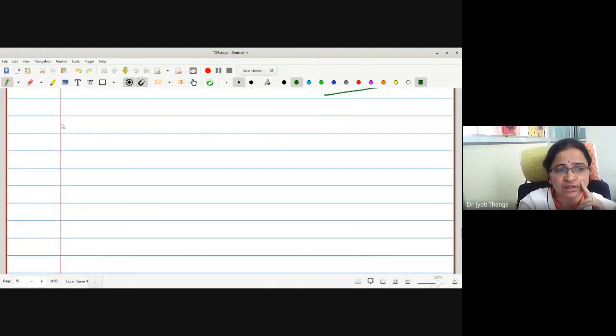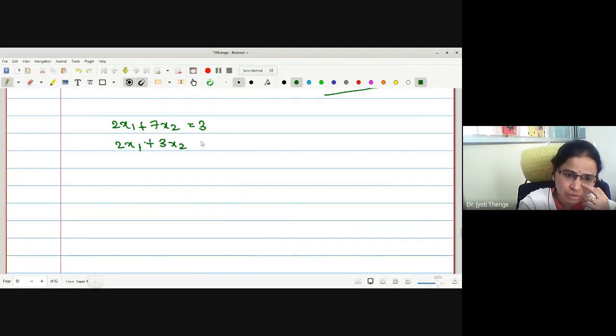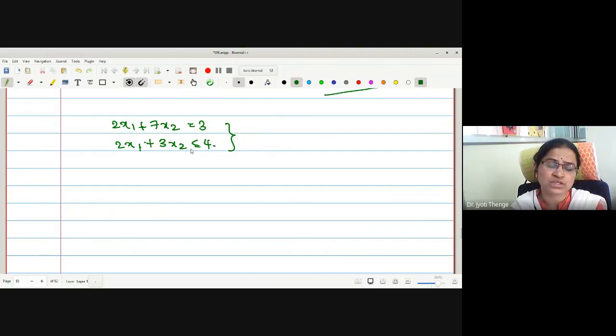Suppose, let me consider another example. A system of equations: 2x1 plus 7x2 equal to 3, 2x1 plus 3x2 less than or equal to 4. Let me convert both the inequalities to equations. Here, the first is already an equality. Therefore, this is 2x1 plus 7x2 is equal to 3. Now I have to add only one slack in the second equation: 2x1 plus 3x2 plus x3 is equal to 4.